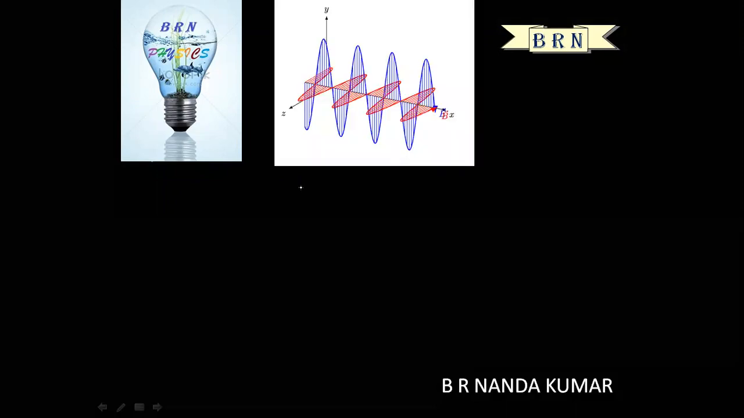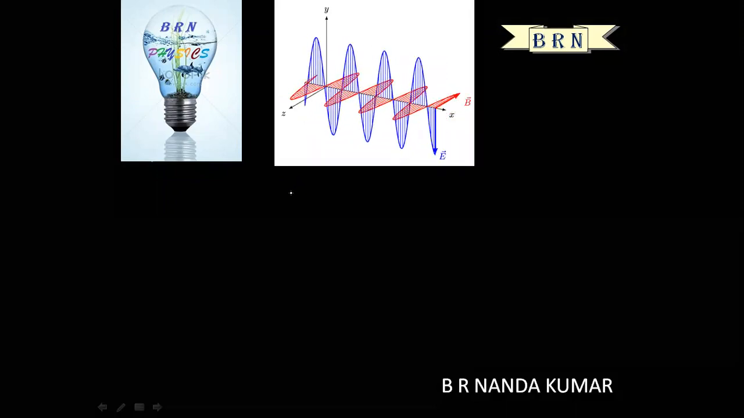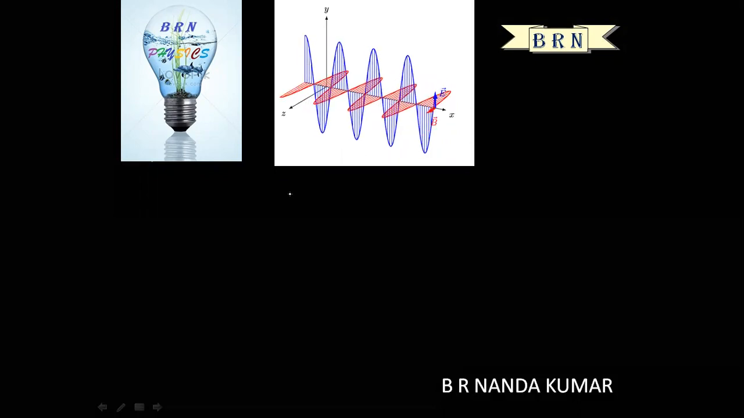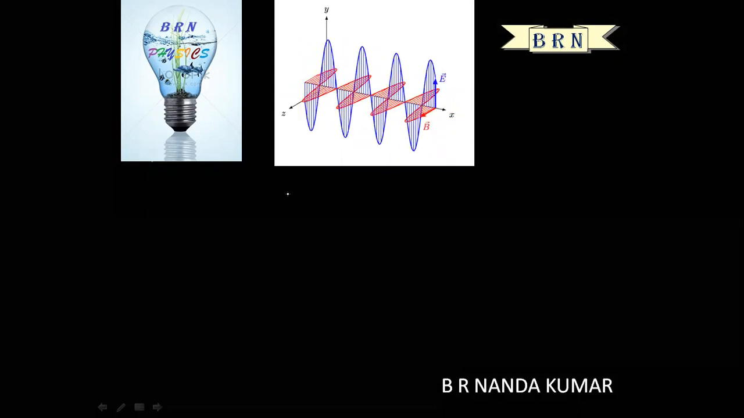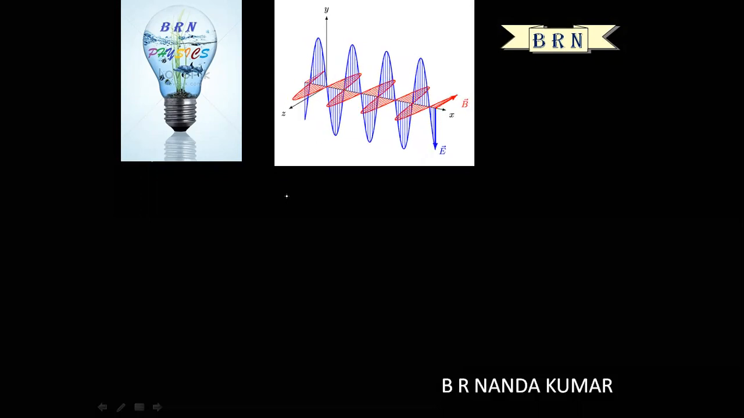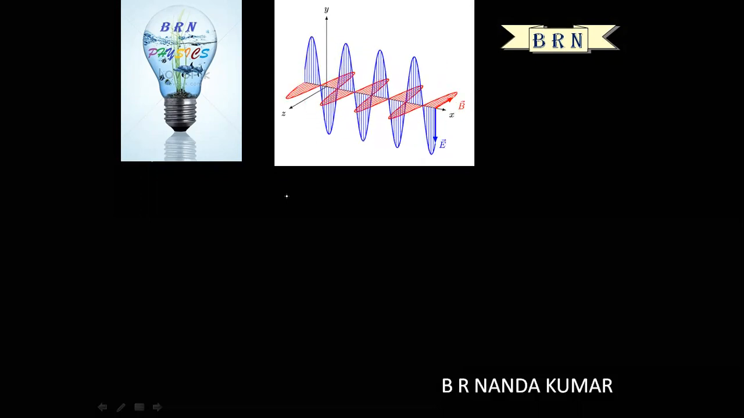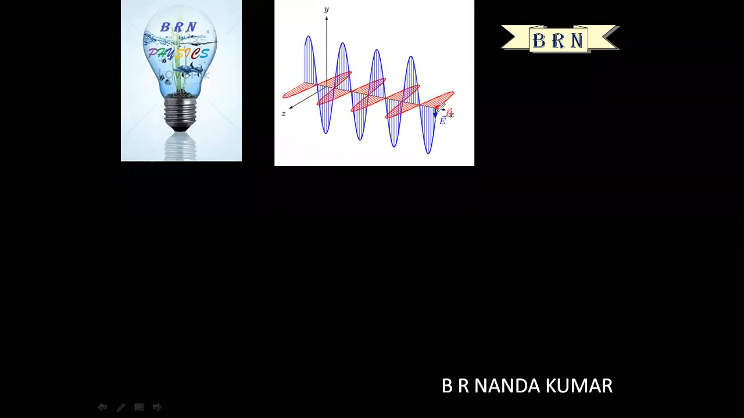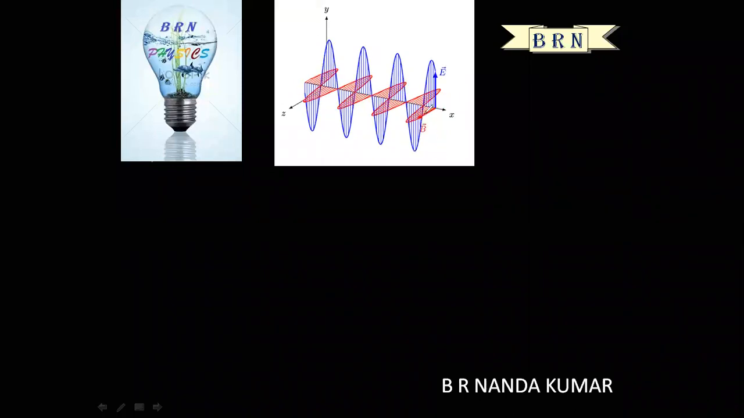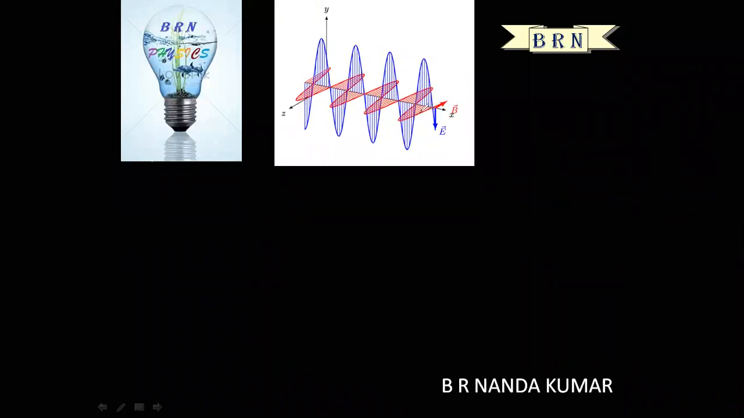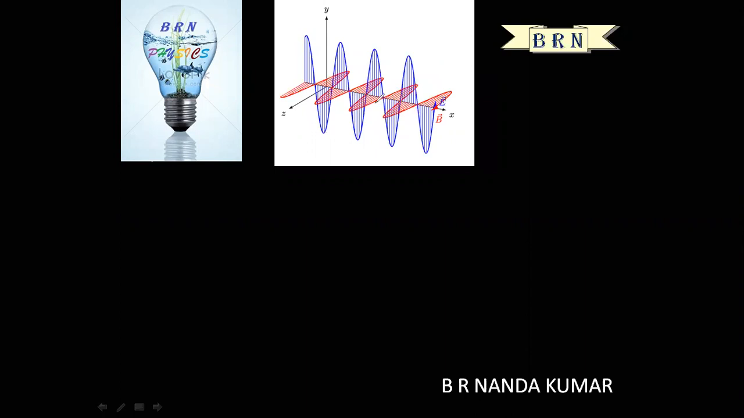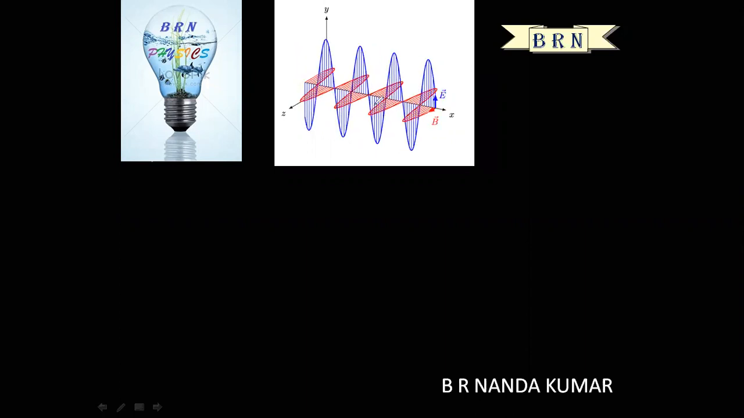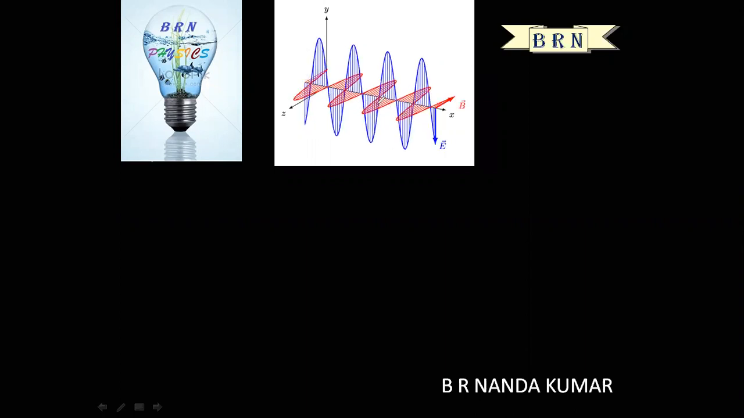In the previous class, we have studied the meaning of electromagnetic waves and the properties of electromagnetic waves. What is the meaning of electromagnetic waves? Electromagnetic waves consist of time varying electric and magnetic fields which are mutually perpendicular to each other and perpendicular to the direction of wave propagation.